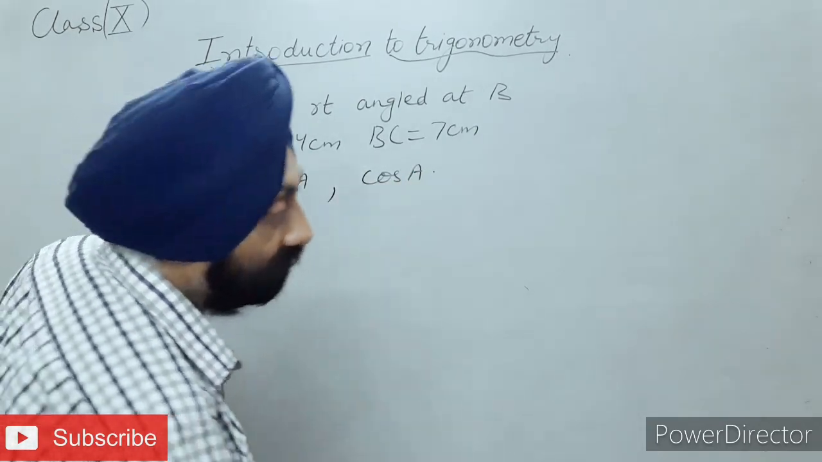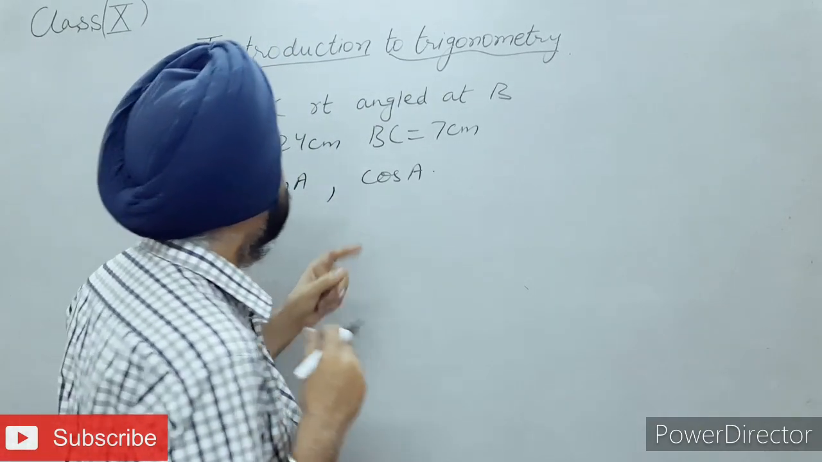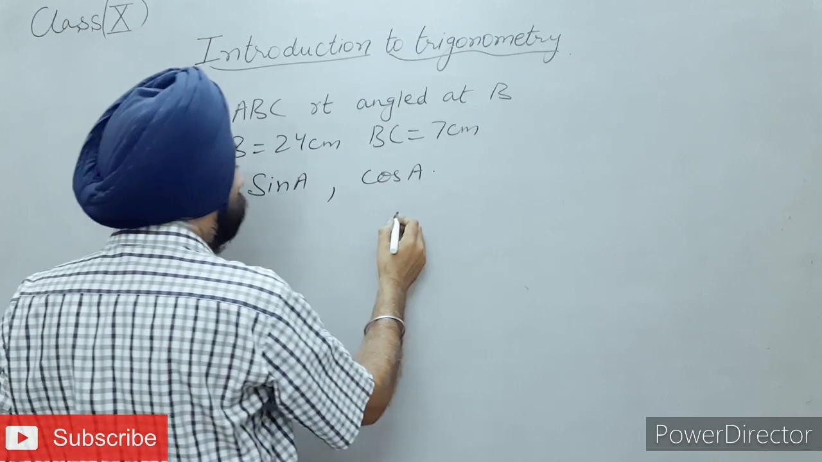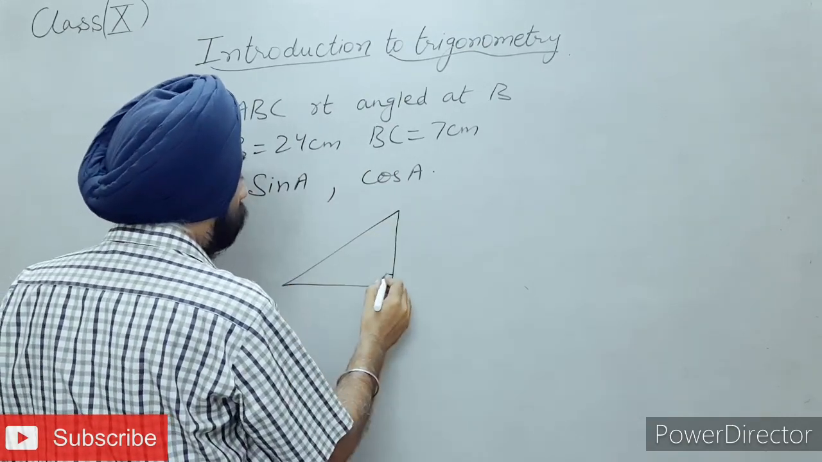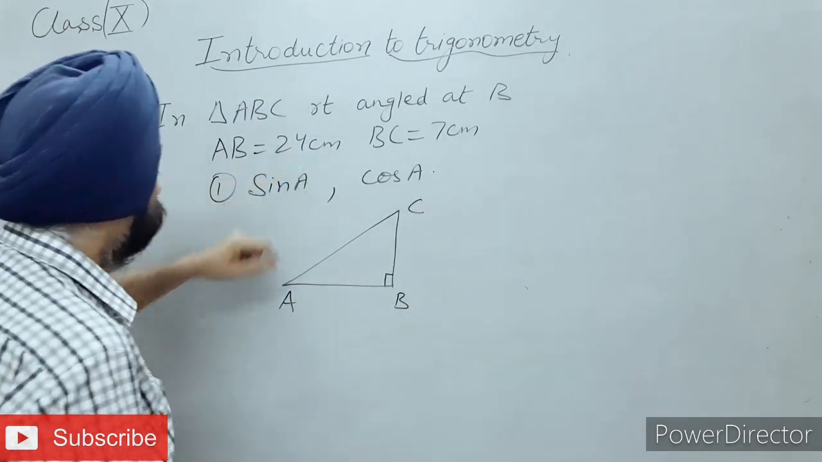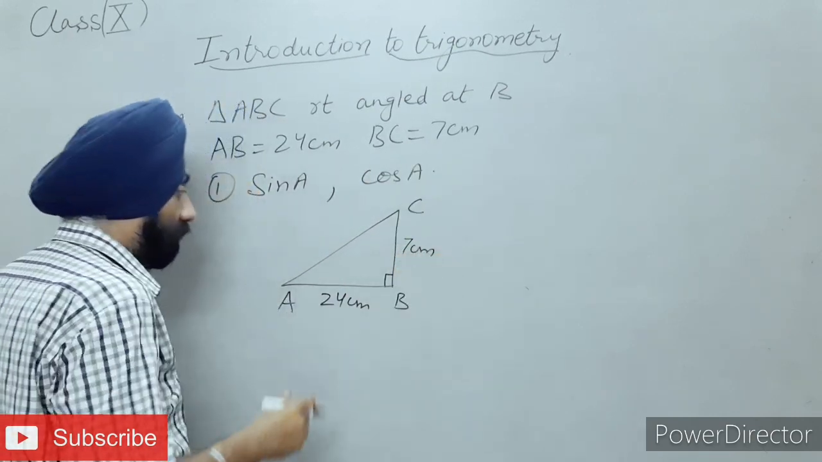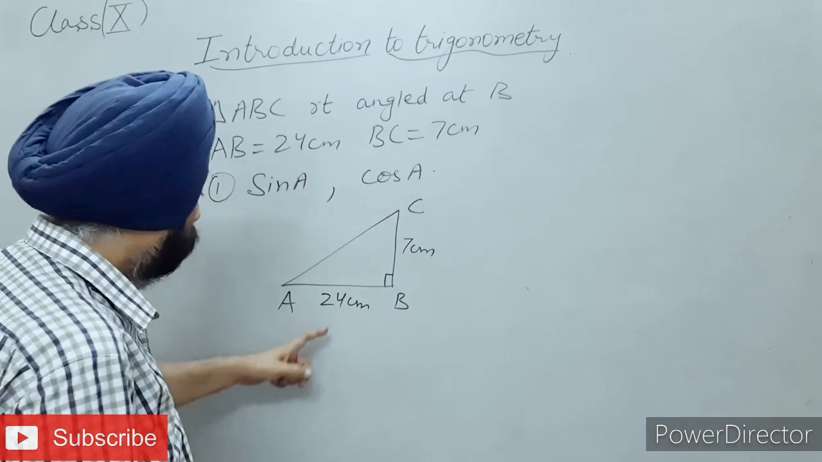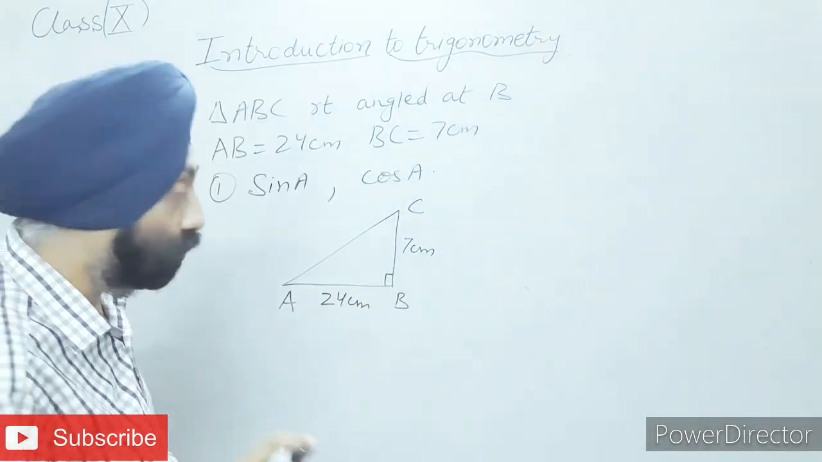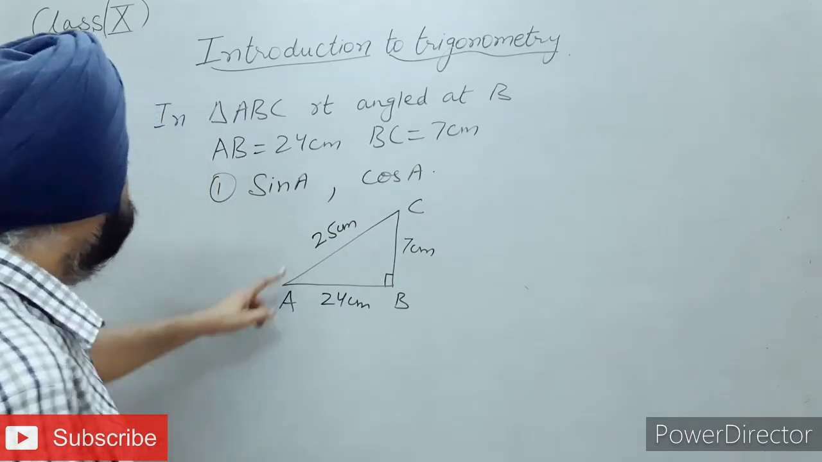Now, it's a very simple sum if you have understood the trigonometric ratios in the first lecture. A triangle is given to you, a triangle ABC, right angled at B. Let me draw it. Now, AB is given as 24 centimeter, BC is given as 7 centimeter. Now what will be AC? Apply Pythagoras theorem. 24 square 576 plus 7 square 49, that is 625. So its under root will be 25 centimeters. Square root of 625 is 25 centimeter.